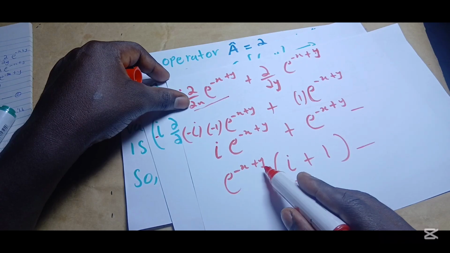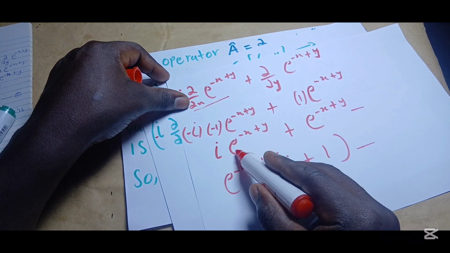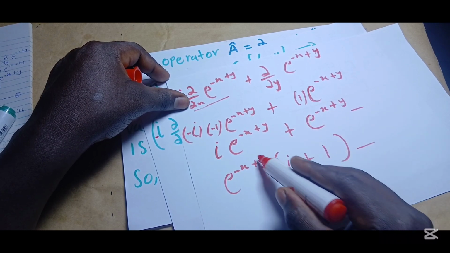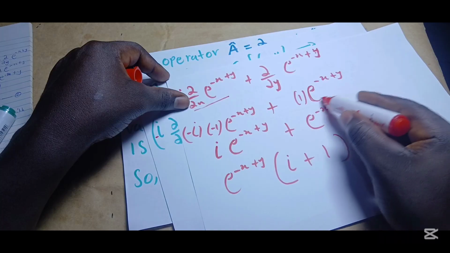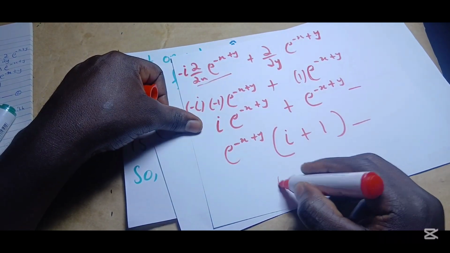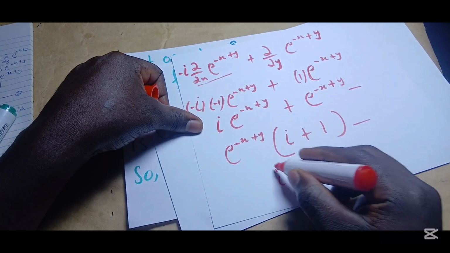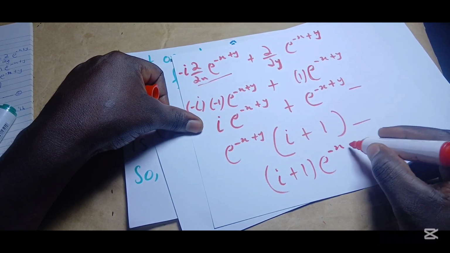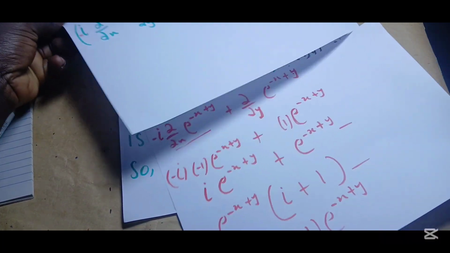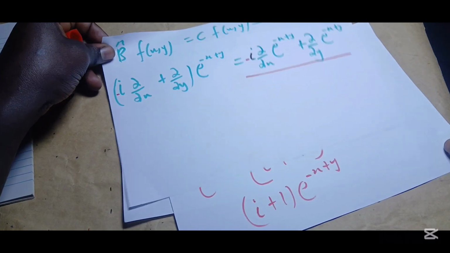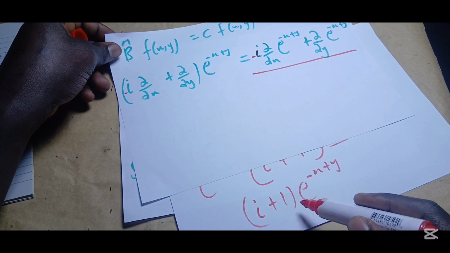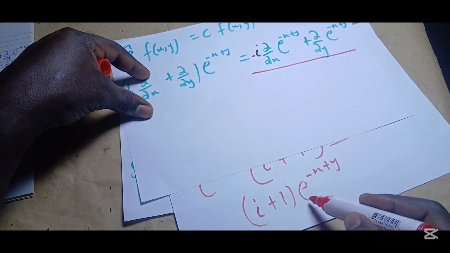This is the same as that, because if we expand the bracket, we will get the same expression here. So e to the power minus x plus y multiplied by i will give us i e to the power minus x plus y, plus e to the power minus x plus y multiplied by 1 will still give us this. So now that we are done, let's arrange it in an orderly manner. So now let's go back and compare. Right now, we have solved all of this thing to be this. Evaluating this whole thing here gives us this.